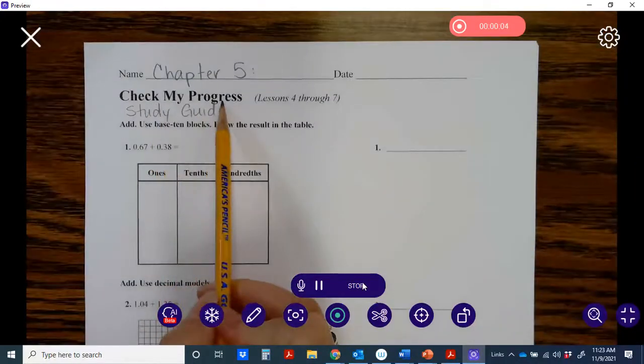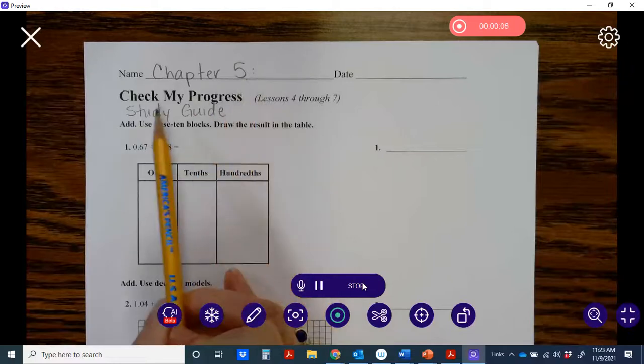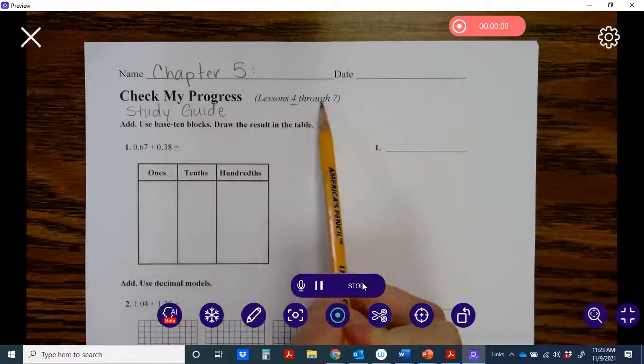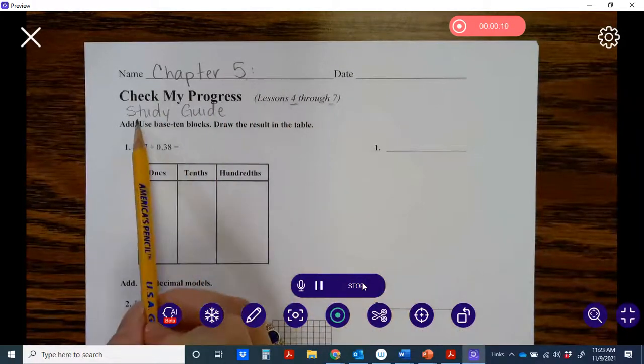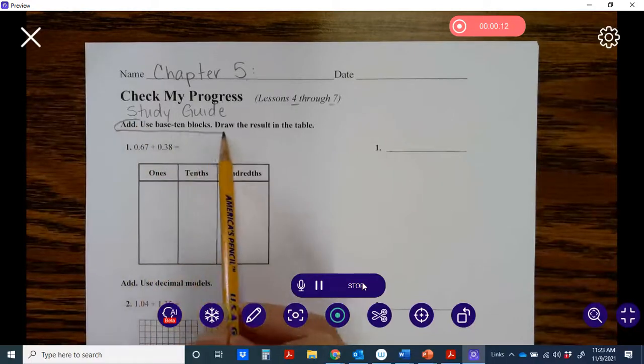Check my progress for Chapter 5. This is the study guide for lessons 4 through 7. So our first set of directions are to add.